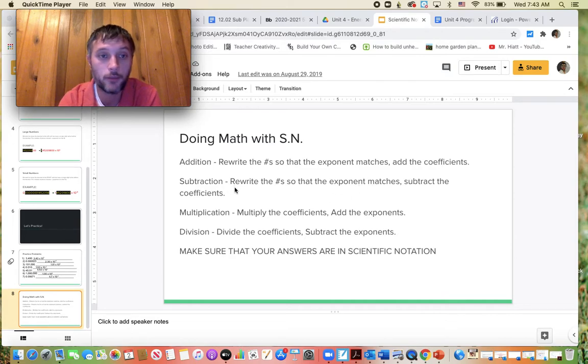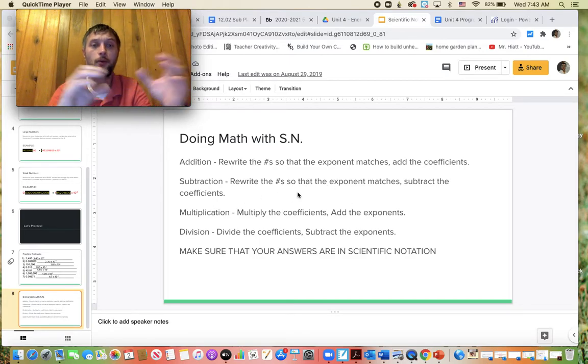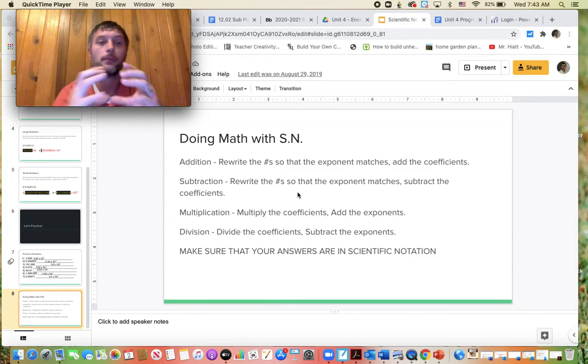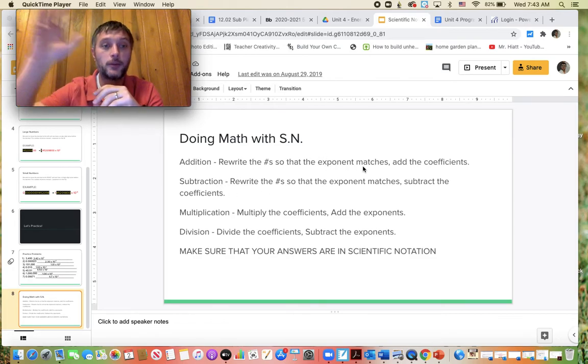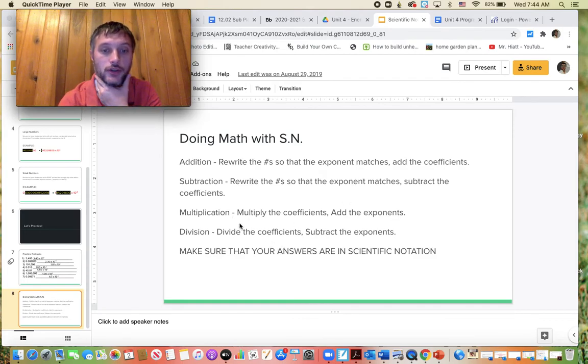So if we have 10 to the third plus 10 to the fourth, we need to rewrite both of those so that they're in 10 to the third, and then we can just add the big numbers. Subtraction, we're going to do the same thing, but we're going to subtract the coefficients. When I say coefficients, I'm talking about the big numbers, right? So like 3.23 times 10 to the something, 3.23 is our coefficient. So in addition and subtraction, we need to make the exponents match and then do the math operation on the big numbers. Multiplication and division, we're going to do the operation on the coefficients and then do something different with the exponents. In multiplication, we add the exponents. In division, we subtract the exponents. And then obviously we're going to multiply and divide accordingly.